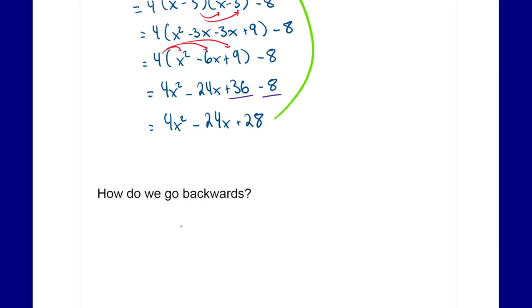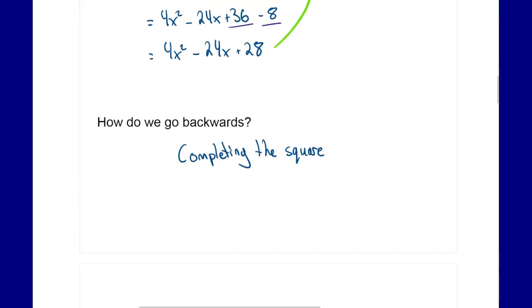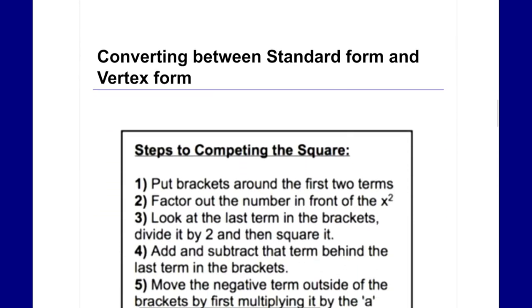And the way we can go backwards is through a method called completing the square. So this may have been something you looked at in grade 10. It is going to involve a little bit of an understanding of some factors, but other than that, it might be considered its own kind of concept. Right. So the steps to completing the square.